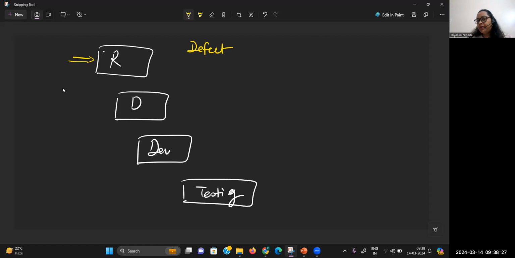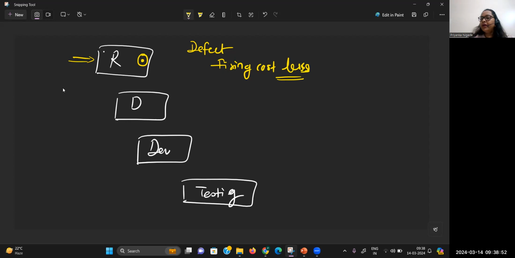Then there is one more advantage. Fixing cost will be less. Fixing cost will definitely be less at this particular level. And there is one more advantage too. If you find any defect at the requirement phase, related to that defect you will not be able to identify any sub-defect. Or let's say, defect multiplication you are able to avoid.